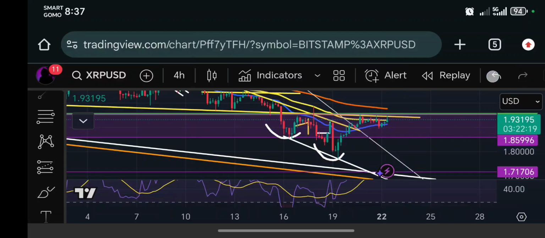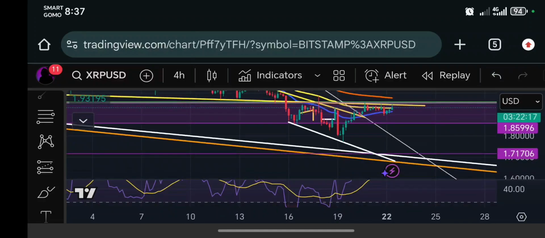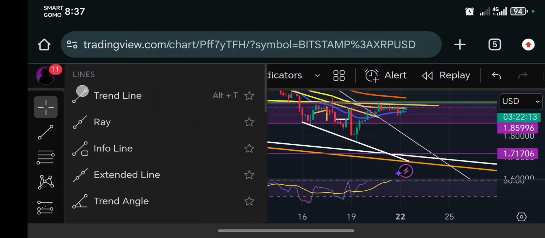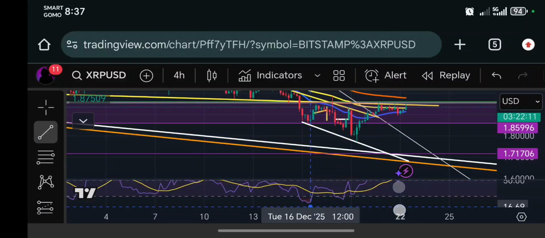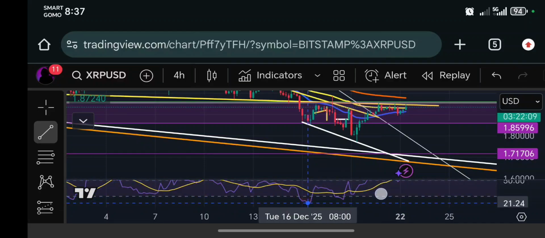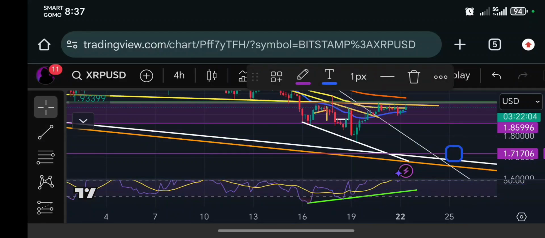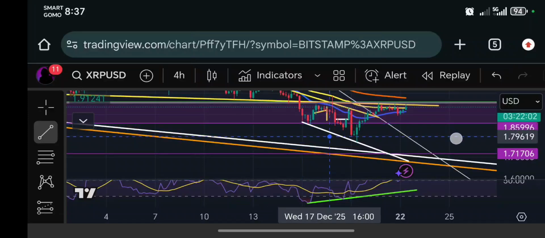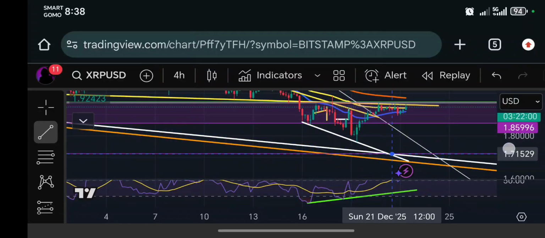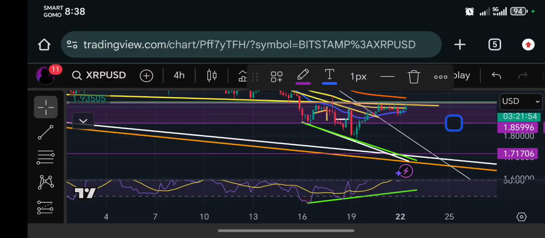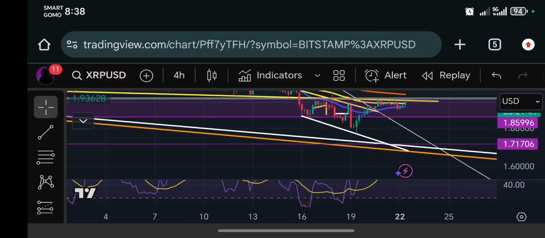Because look at this. This is some kind of bullish divergence also. This is your 4-hour chart. Look at this, from this one to this, right? And look at this chart here. This price action is going down while your RSI is going up. So yeah, that's what I'm thinking.